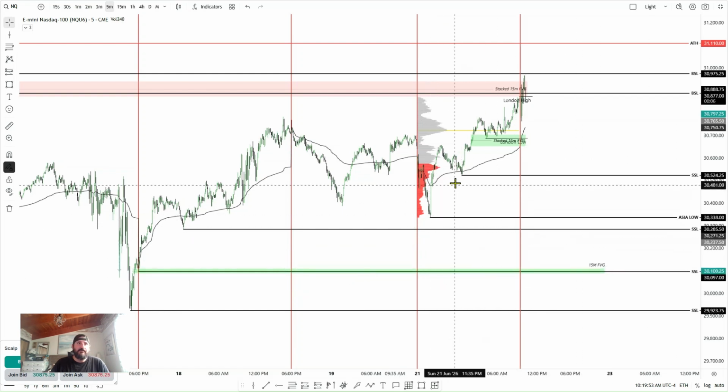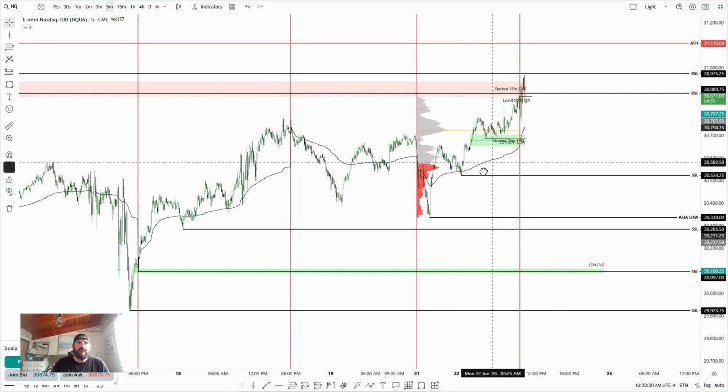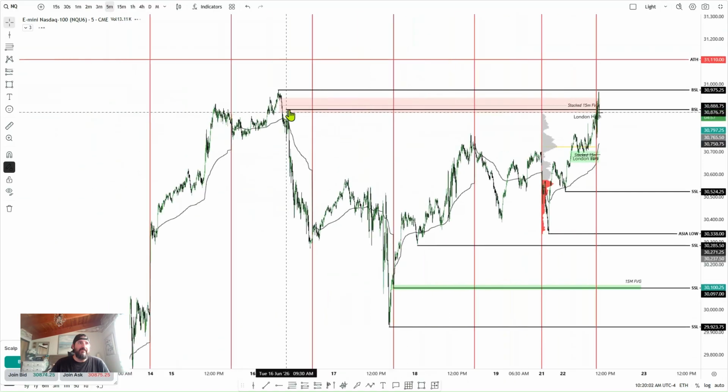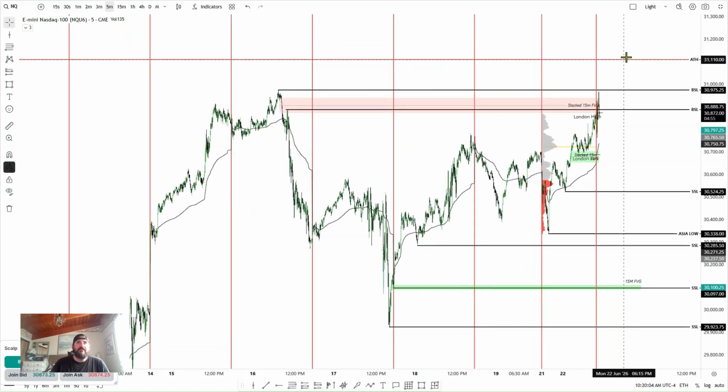So Asia low, this right here was at 12:40 a.m., so that is just a sell side liquidity level. Above it, we had this buy side, and then we have the all time high up here at 31,110.